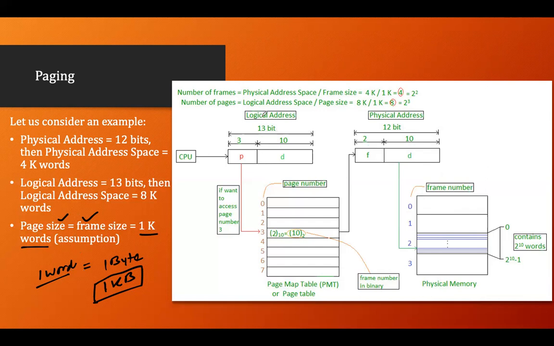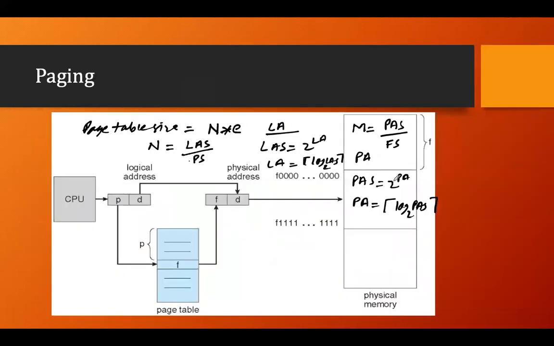Now, we'll calculate the number of frames. So how can we calculate the number of frames? Number of frames will be calculated as m. Okay, so how many frames will be there? That will be calculated as m, which is physical address space divided by frame size. So that we have seen in here, right?